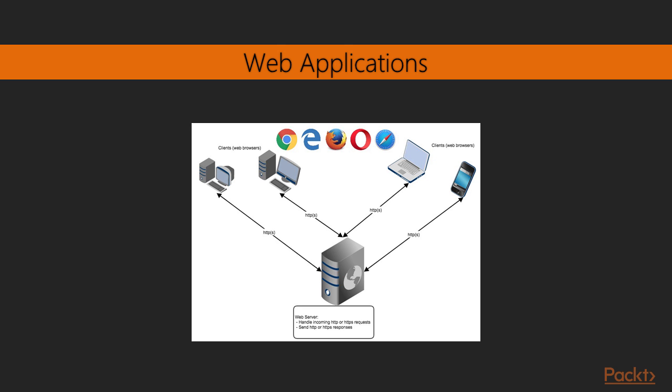HTTPS is just a secure version of HTTP. HTTP runs on top of TCP, so there are network sockets involved. So for example, when you open a web browser and request a web page, the browser will send a request to the web server hosting this web page. Then the server will respond with the page you requested.